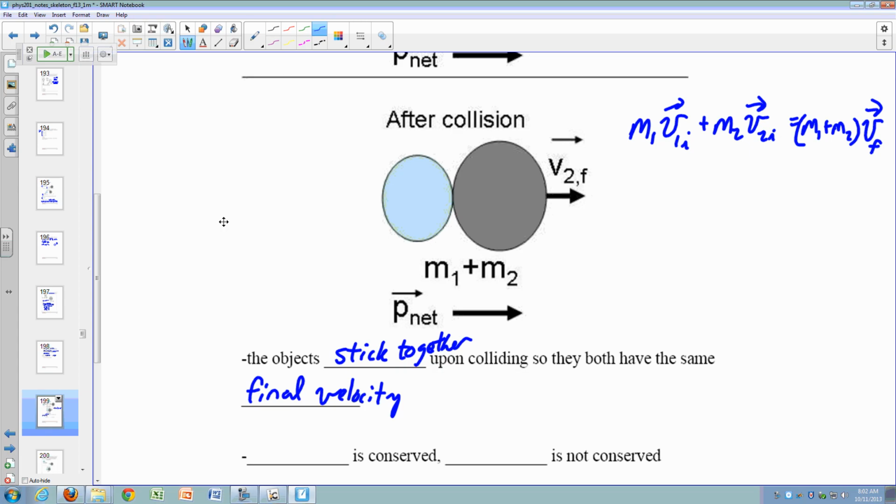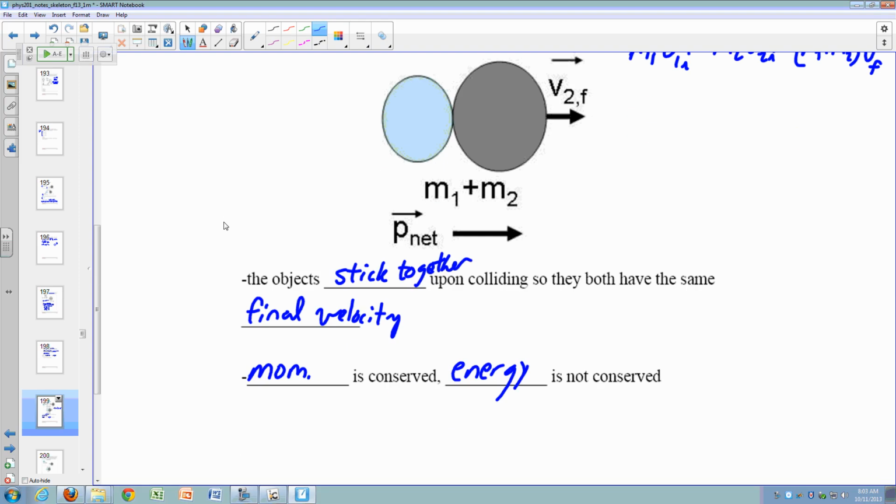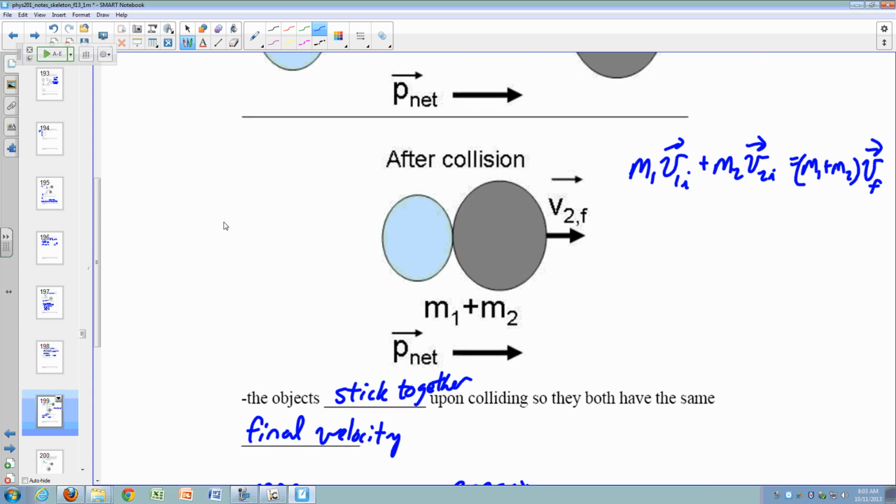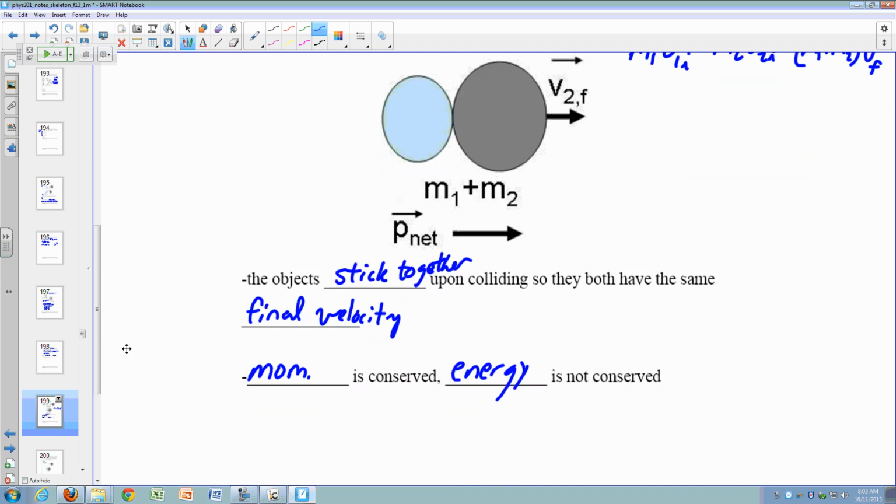What's conserved in these? Momentum, right? Momentum is conserved. Energy is not conserved. M1 plus M2 VF. You want to try a problem on the next page? You could see one like this. That's momentum, not mom. That's short for momentum, in case you're wondering. All right, let's try this problem. Next page.